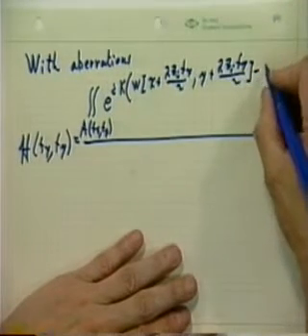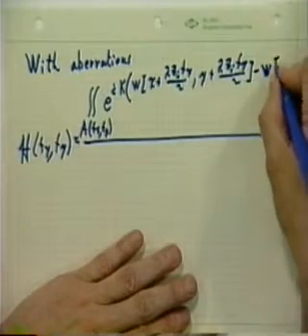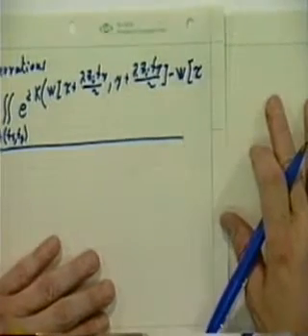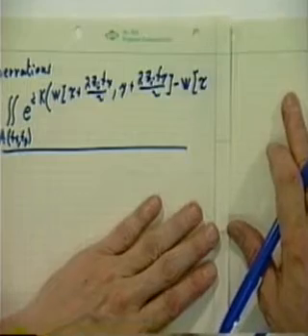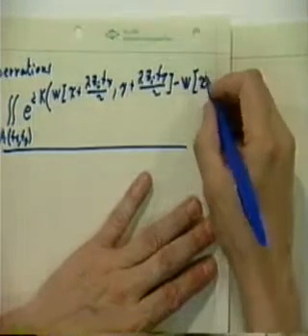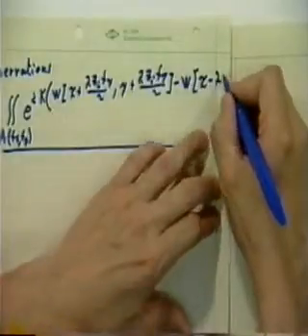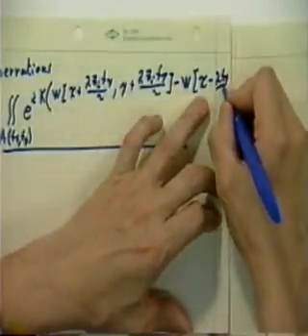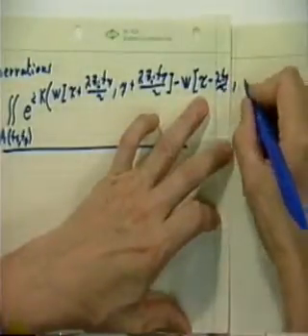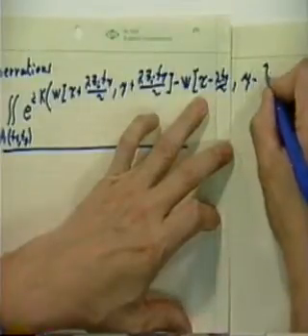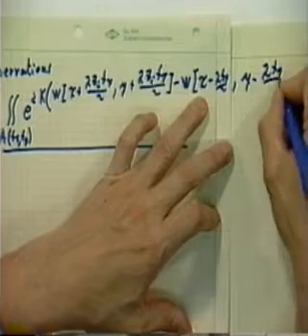And then minus W of x minus lambda f sub x over 2, comma, y minus lambda f sub y over 2.